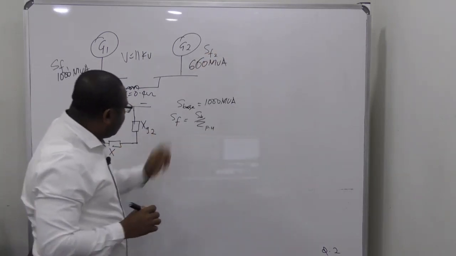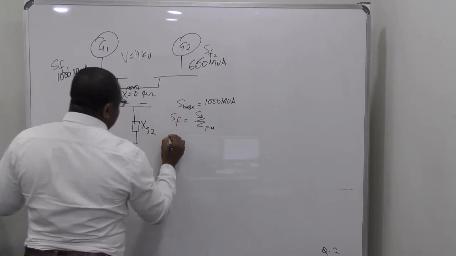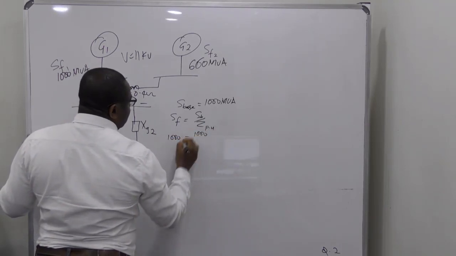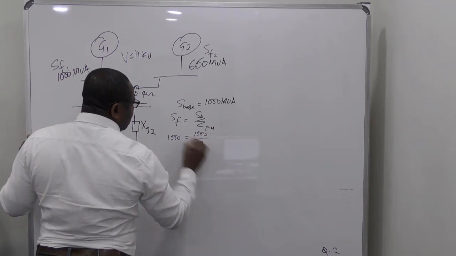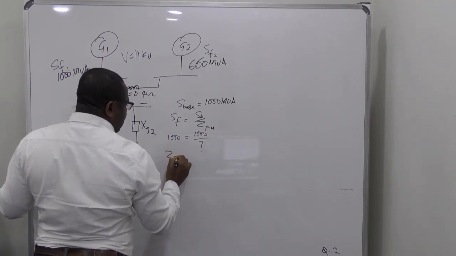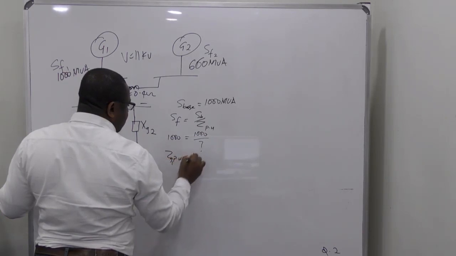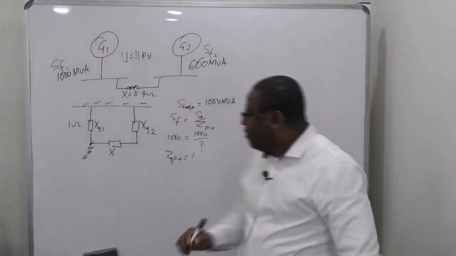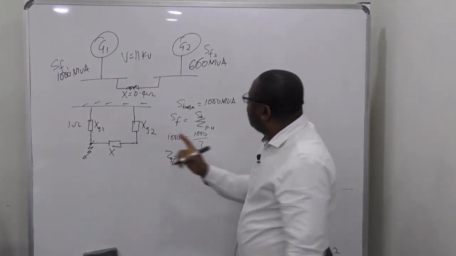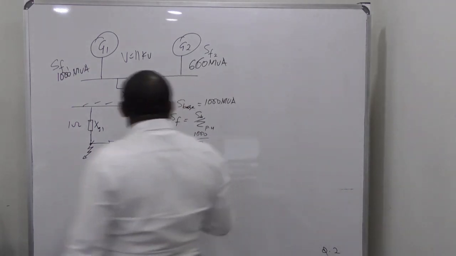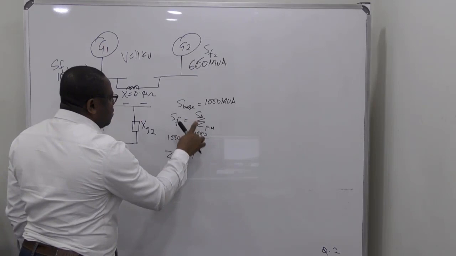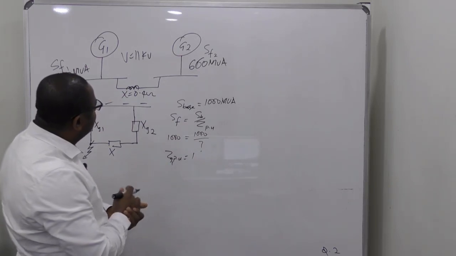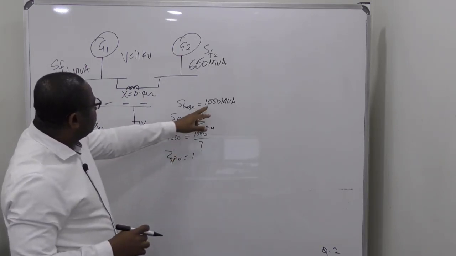So if I have 1000 MVA equals that 1000, what will this be? That means Z in per unit for generator 1 is 1 ohm. So I have here 1 ohm. And what will this one be? You come here, you check, we said S fault is S base over Z in per unit. This is the fault level at that point, and this is our S base.